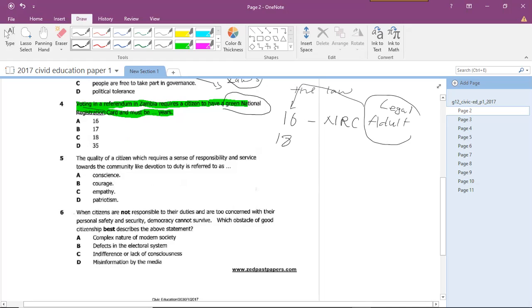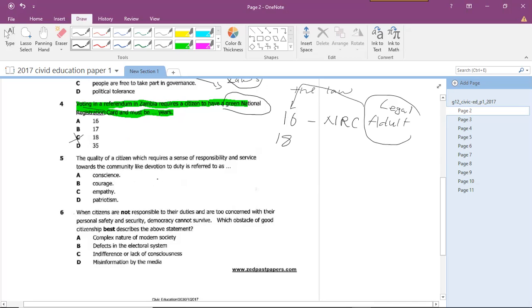You have to be 18 to be able to vote, to be regarded as a legal adult in a country or a state. For Zambia, it's 18 years. So every citizen who has attained the age of 18 has the ability to vote because now the country recognizes you as an adult. So our answer here has to be C. This 16 is for your NRC. You can get your NRC at about 16, but for you to vote, you have to be 18 years old.